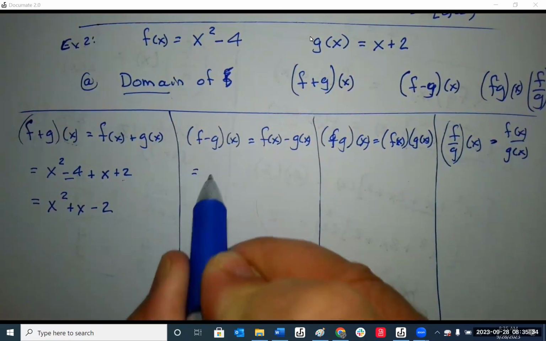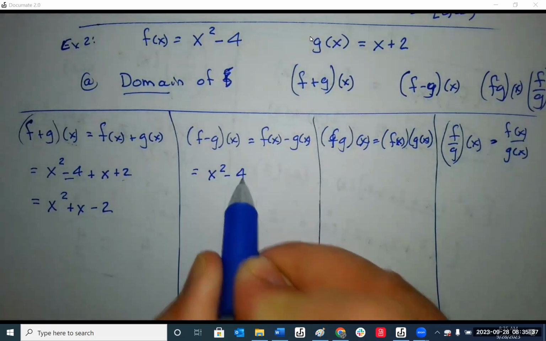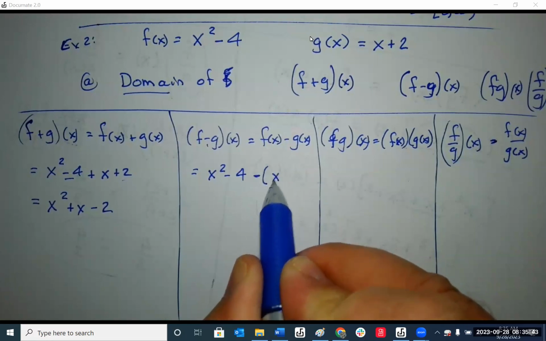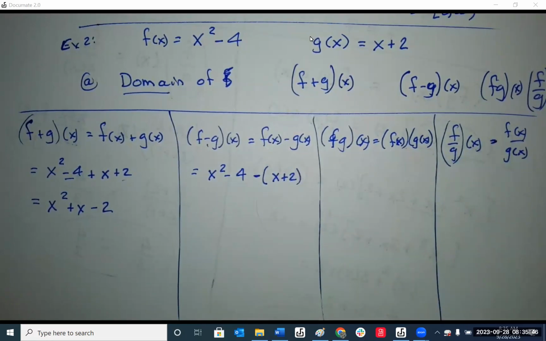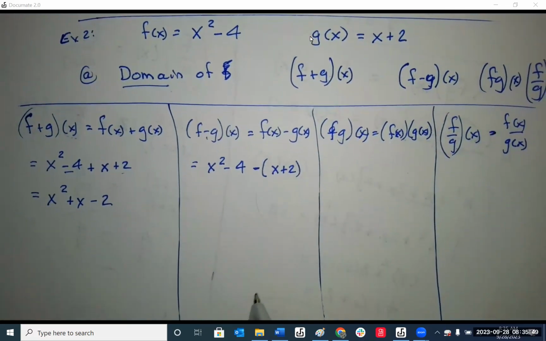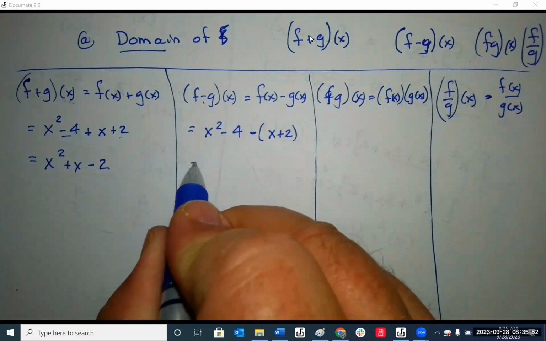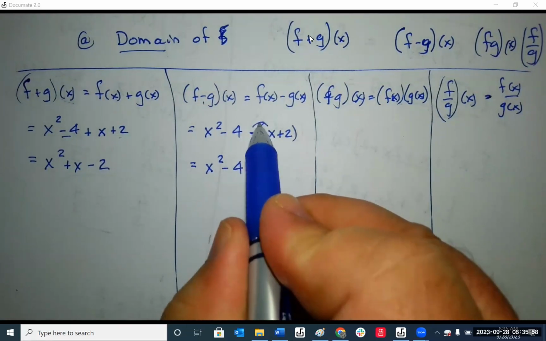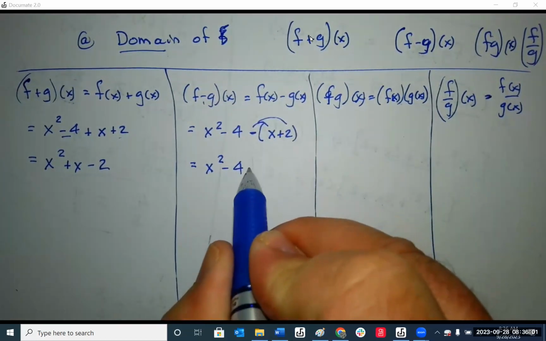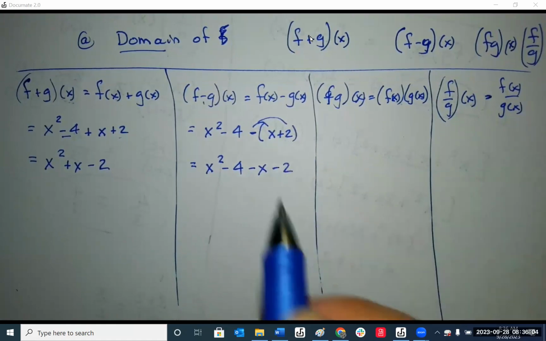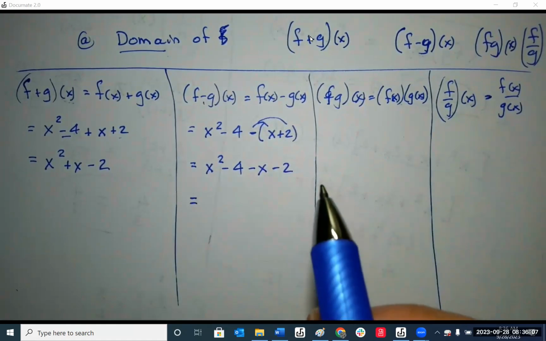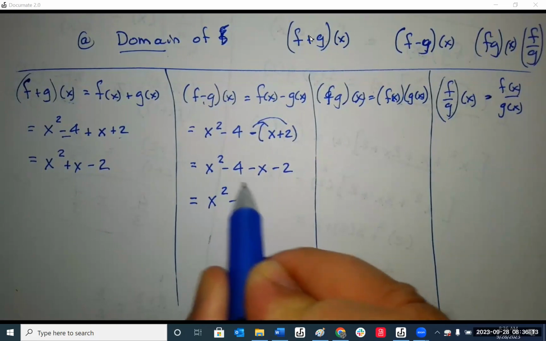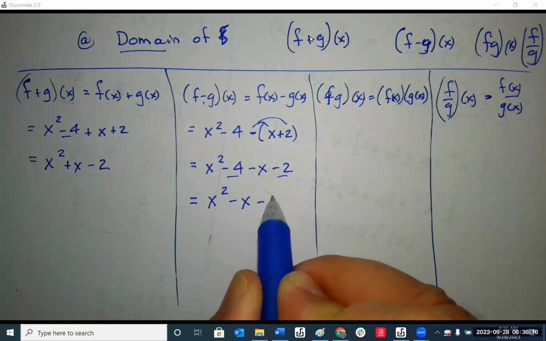The second one, we have x squared minus 4. This is the minus function, so anything behind the minus sign goes in parentheses. We have x squared minus 4. This negative sign distributes through there, so it becomes a negative x and a negative 2. Combine like terms. X squared minus x, negative 4, negative 2 is negative 6.